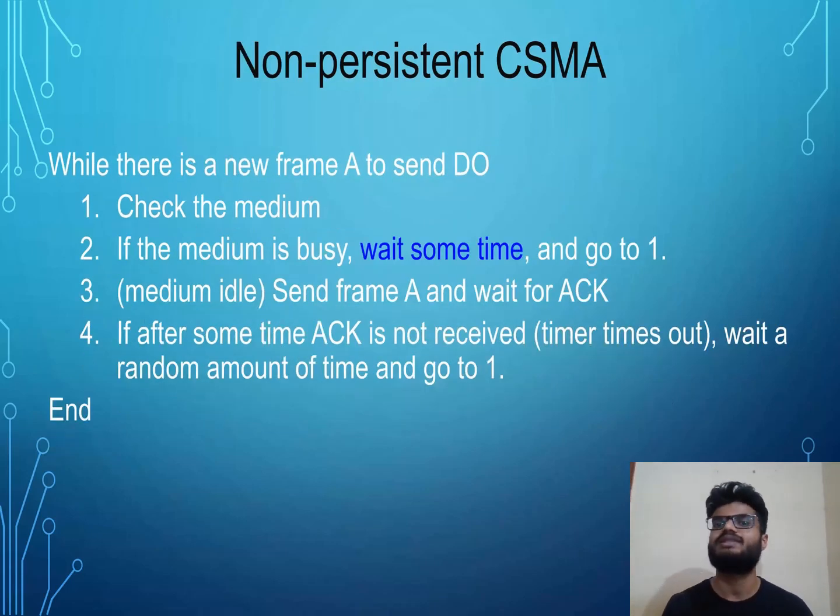So there is non-persistent CSMA also. It's another classification where first it will check the medium, and if the medium is busy, it will wait for some time before sending, and then it will repeat the process till the medium gets free. When the medium is free, it will send an acknowledgement, and after that, if the acknowledgement is not received after the timeout, then again it will go to step one.